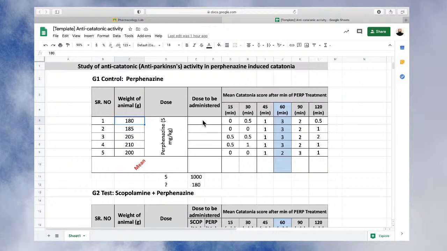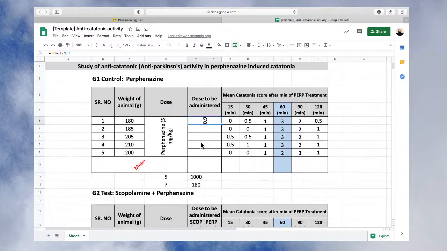So you will be doing cross multiplication and calculating the dose. How will you do that? 5 multiplied by 180 divided by 1000. So now you got the dose, that is 0.9 milligram for the first animal. Likewise, you can calculate the dose for the other animals.